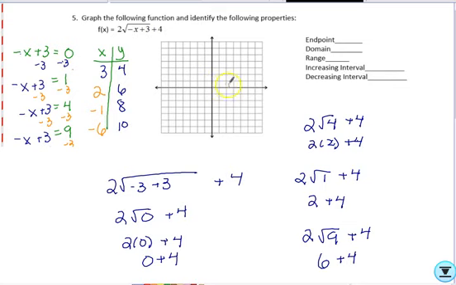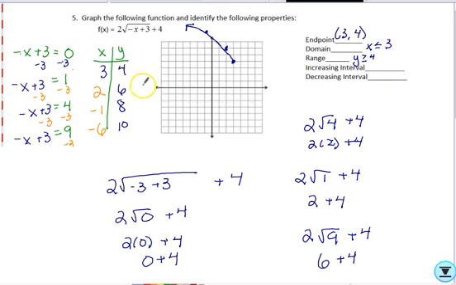All right, so we got 3, 4, that's my endpoint. That's when the argument was 0, 2, 6, -1, 8. Uh-oh, I've run out of room. All right, we've got that vertical dilation, that reflection. The domain is every x less than or equal to 3, and the range is y is greater than or equal to 4.